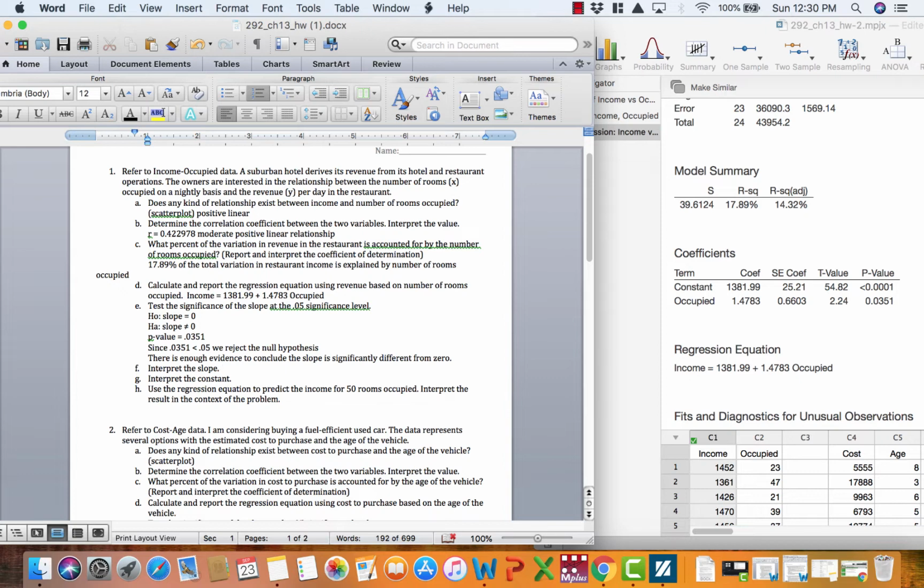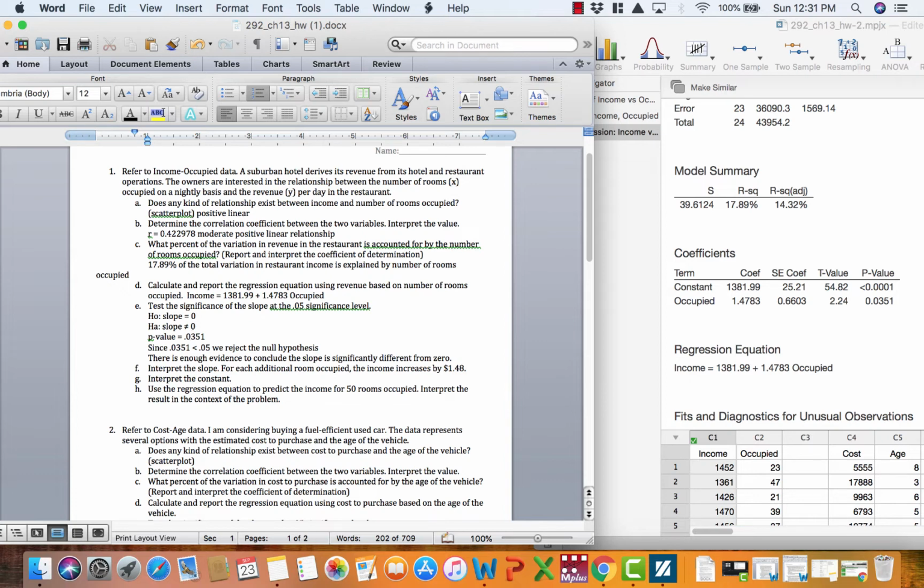When it comes to interpreting the slope, the way we think about it is for each additional x, y increases by the slope. So for each additional room occupied, the income increases by $1.48. Now why am I rounding here? Because it's money and we only go to cents. It doesn't really make sense here to say $1.4783. It makes more common sense to just simply round and say $1.48.